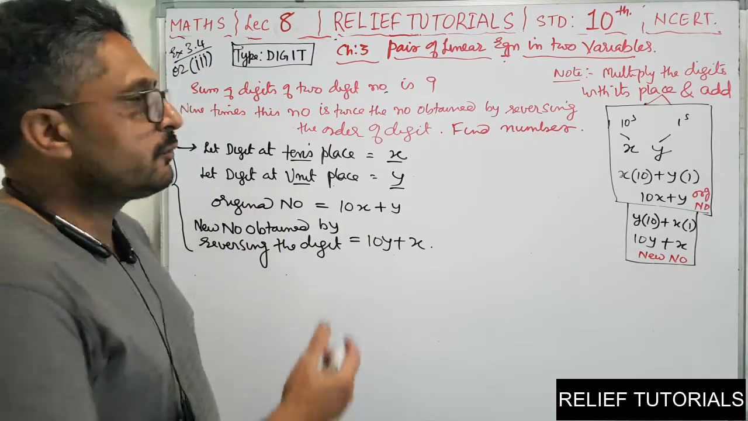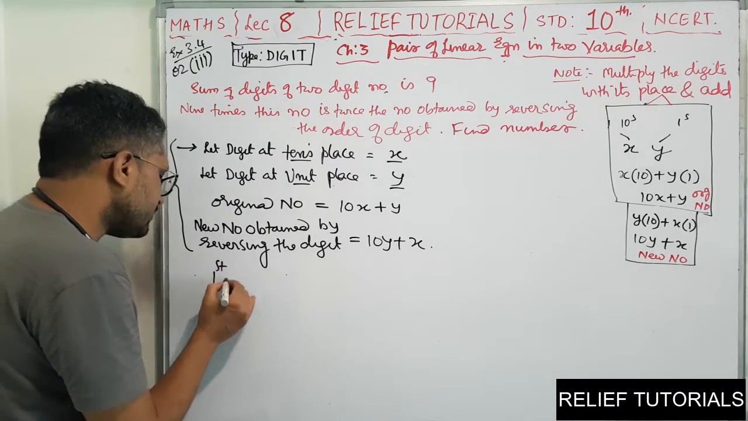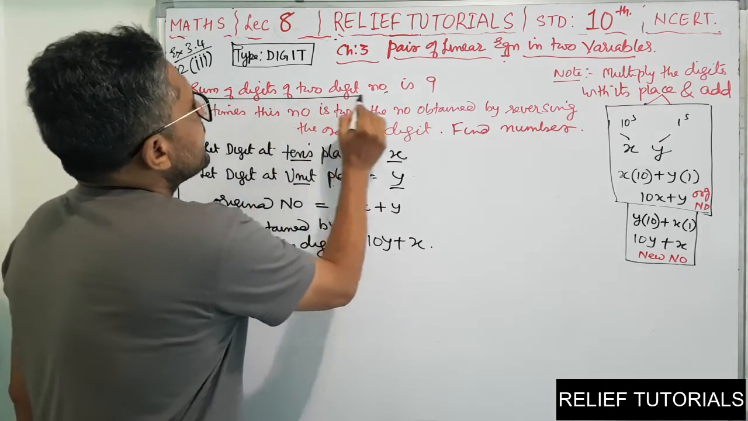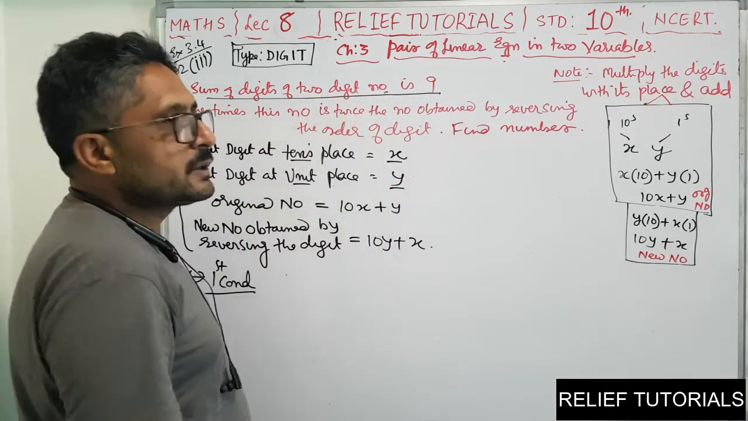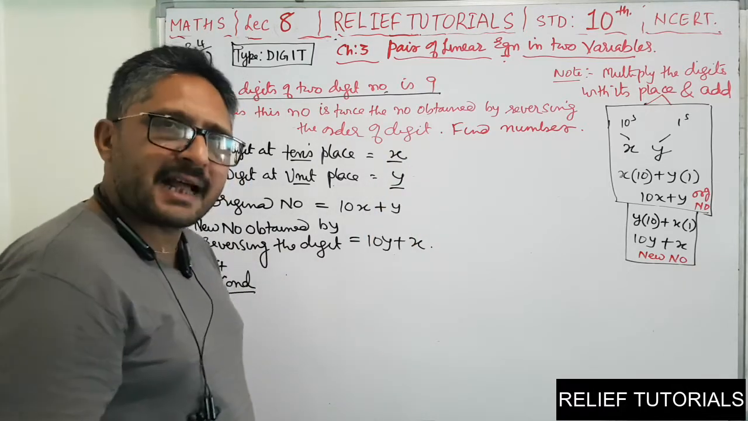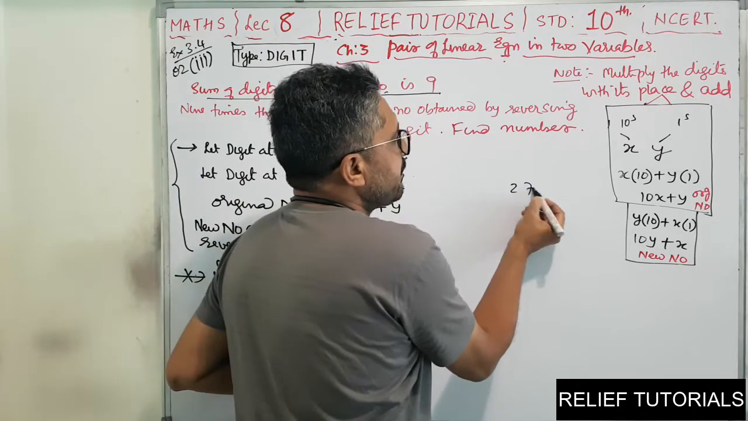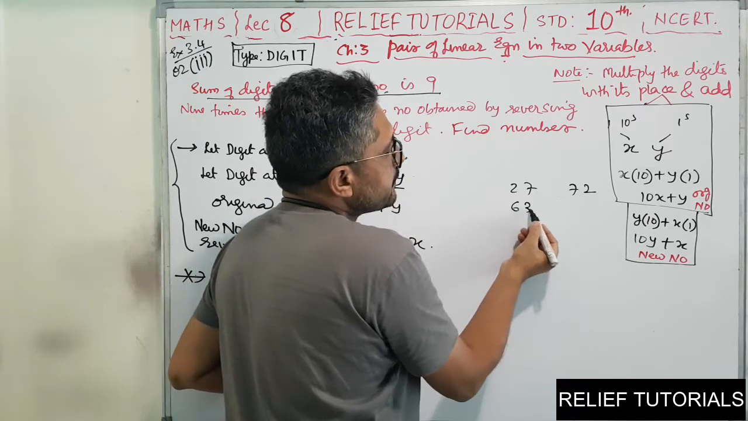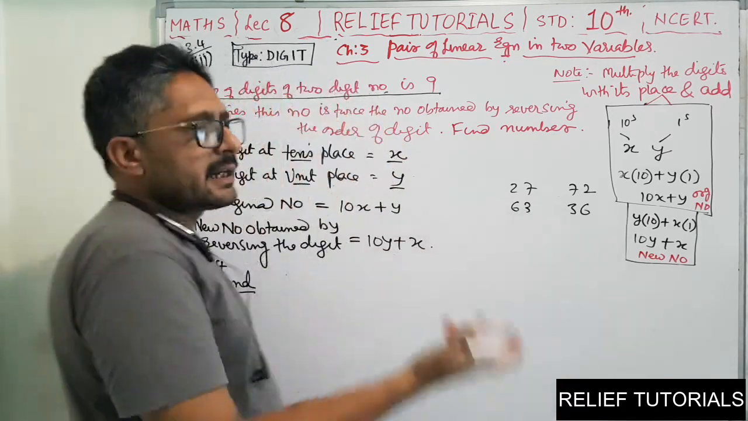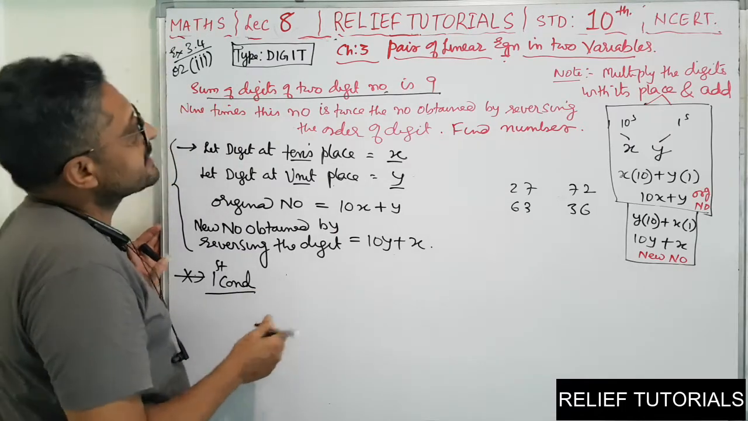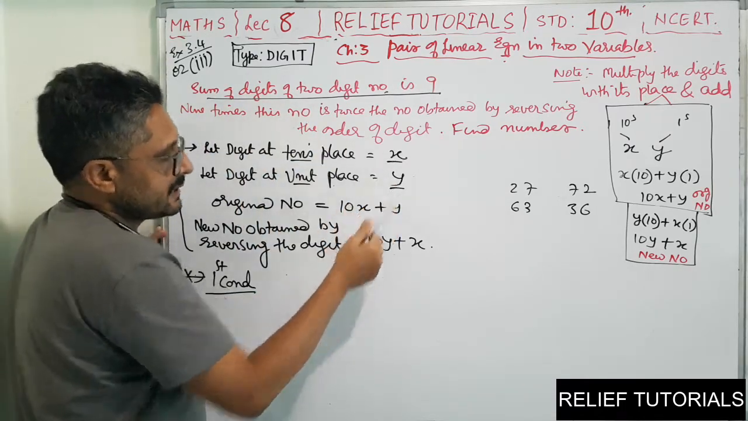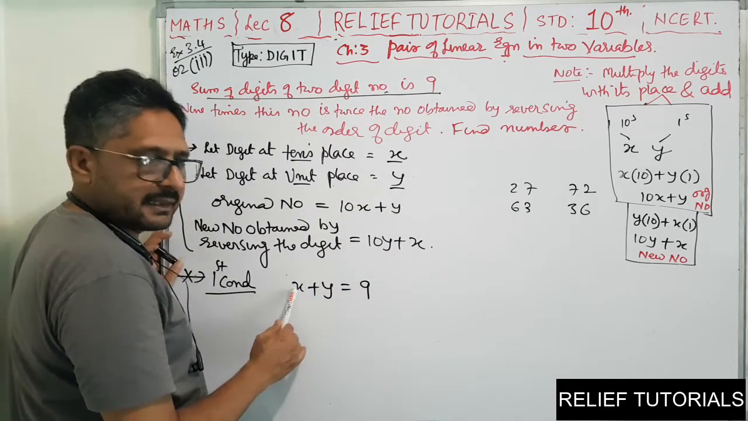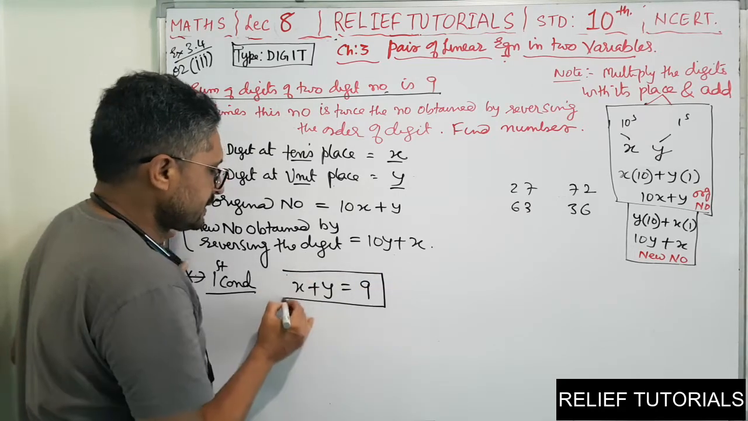So this is complete. Now we will obtain 2 conditions, so we will obtain 2 equations. First condition: the sum of the digits of the 2-digit number is 9. Which are the 2 digits? x and y are the 2 digits and their sum is 9. For example, if 27 is the number, 2 plus 7 is 9, or 72, 7 plus 2 is 9, or 63, 6 plus 3 is 9, or 36. Any such number can do this. So the sum is x plus y is equal to 9. Clear? So this is equation 1.